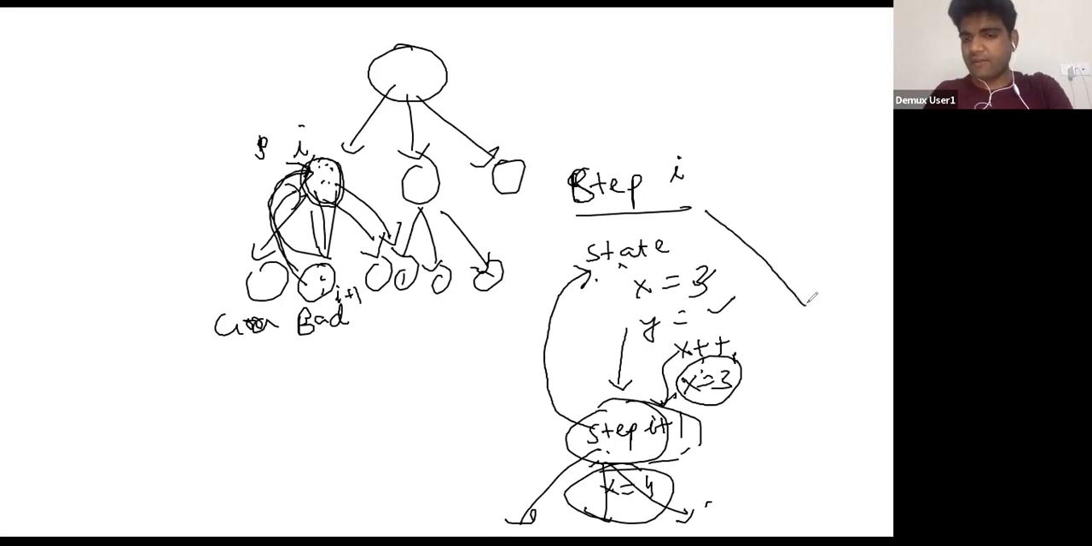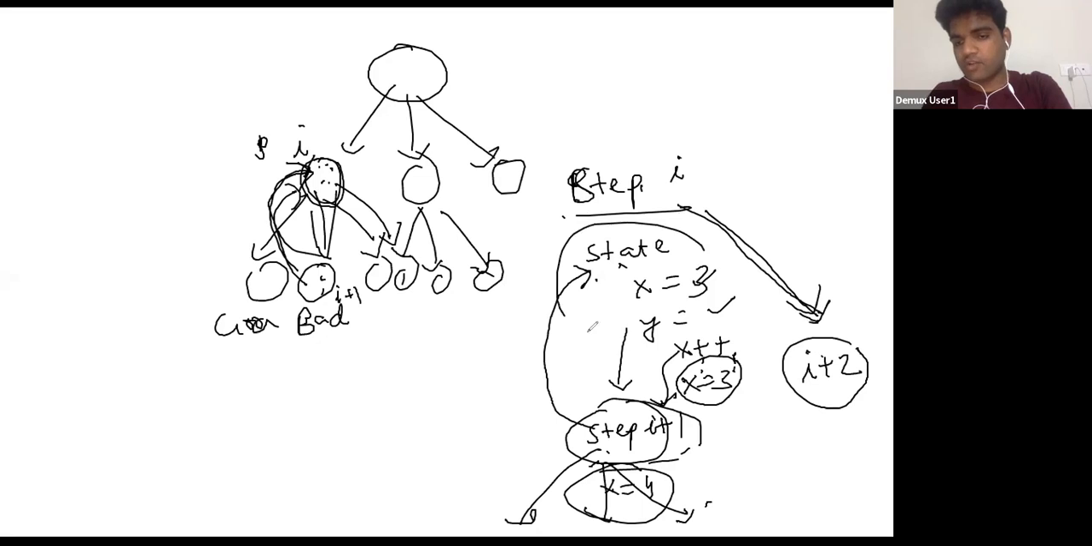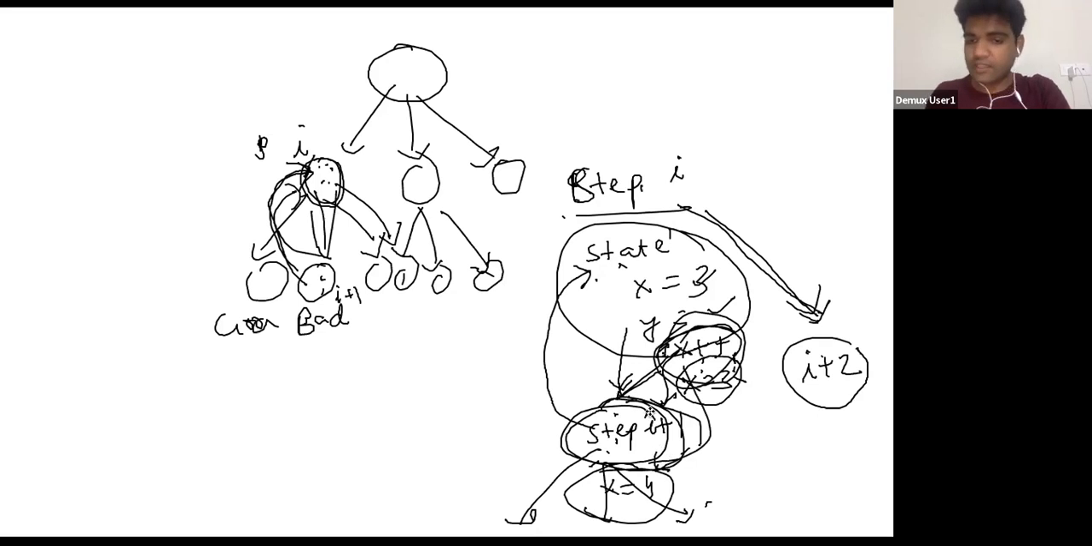Now let's say from step I, you are going to another possibility, I plus 2. The decision that you have taken to go from I to I plus 2 was on the basis of this state and not on the basis of this incremented state. This incremented state you only did because you wanted to go to this step, and it helped you to go to this step because this was the state for this step. That's why you incremented it.